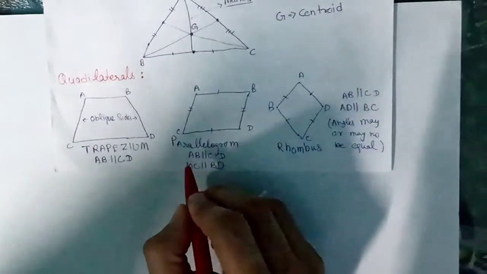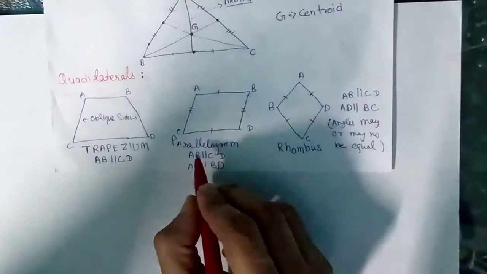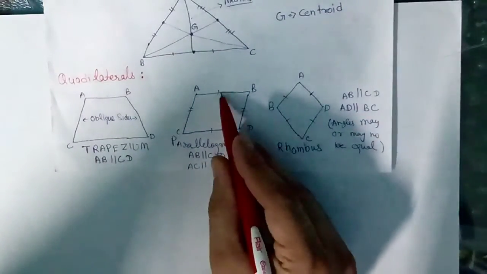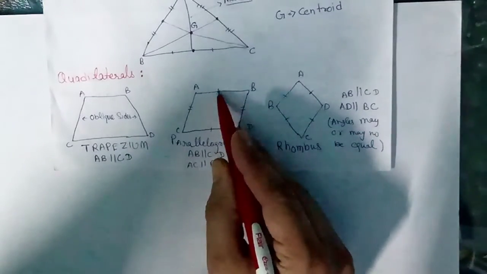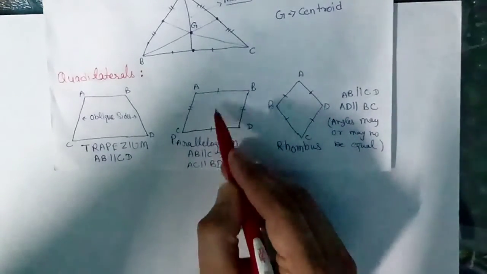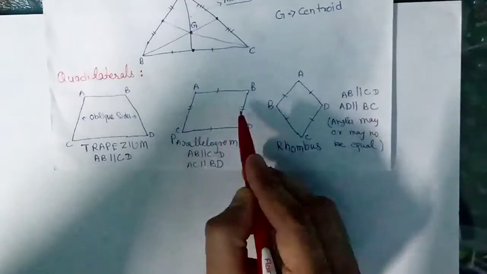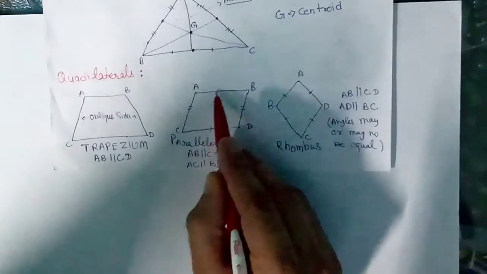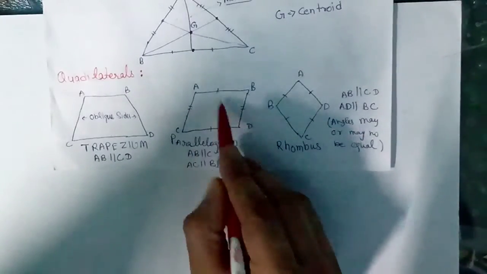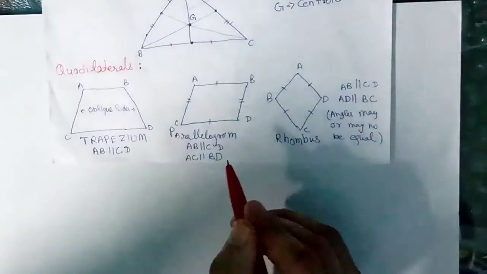We have another type of quadrilateral, which is the parallelogram, where the opposite sides are equal and parallel to each other.